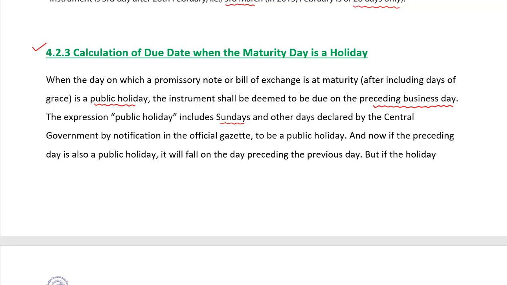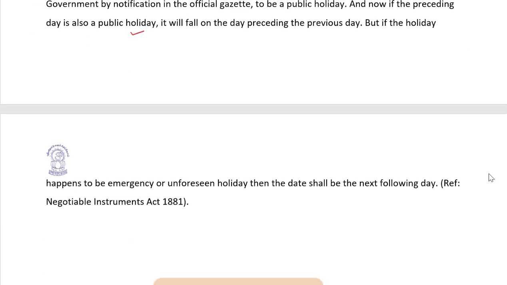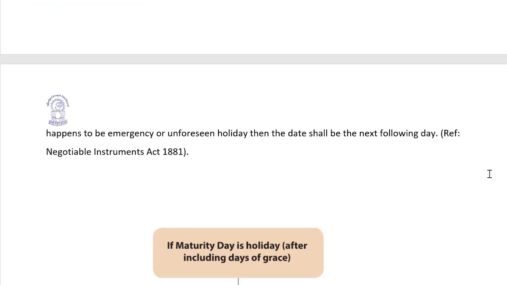And now, if the preceding day is also a public holiday, it will fall on the day preceding the previous day. But if the holiday happens to be an emergency or unforeseen event, in that case, the next following day will be the due date. Next following date, as per the Negotiable Instruments Act 1881.